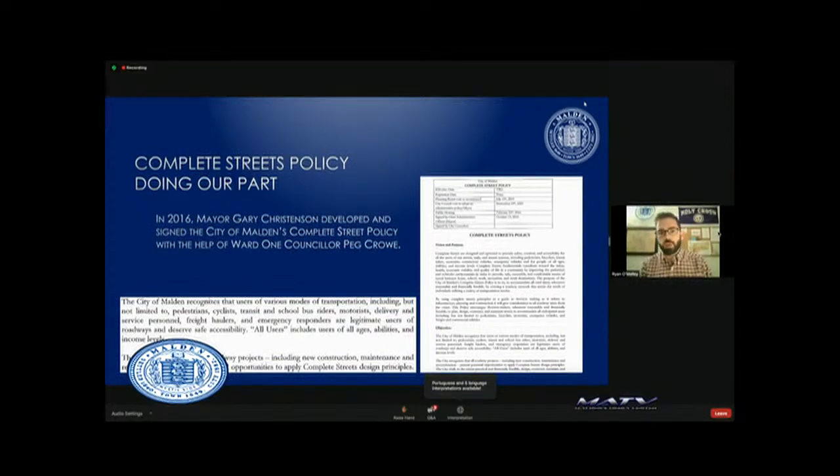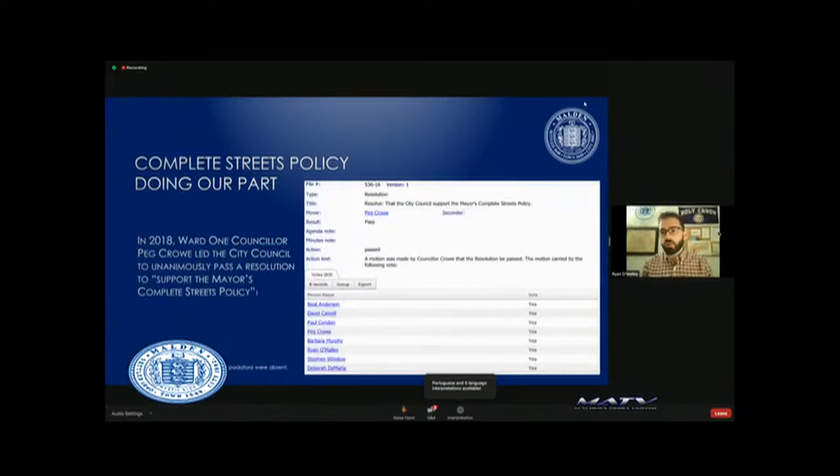In 2016, through the leadership of Mayor Gary Christensen, the city developed and implemented a complete streets policy with the great help of Ward 1 Councilor Peg Crow. Just really quickly, a highlight of the objective of our complete streets policy. The city of Malden recognizes that users of various modes of transportation, including but not limited to pedestrians, cyclists, transit, and school bus riders, motorists, delivery and service personnel, freight haulers, and emergency responders are legitimate users of roadways and deserve safe accessibility. Quote, all users include users of all ages, abilities, and income levels. The city recognizes that all roadway projects, including new construction and maintenance and reconstruction, are potential opportunities to apply complete streets design principles. At that time, after it was implemented, Councilor Crow led the City Council to unanimously pass a resolution supporting that complete streets policy.